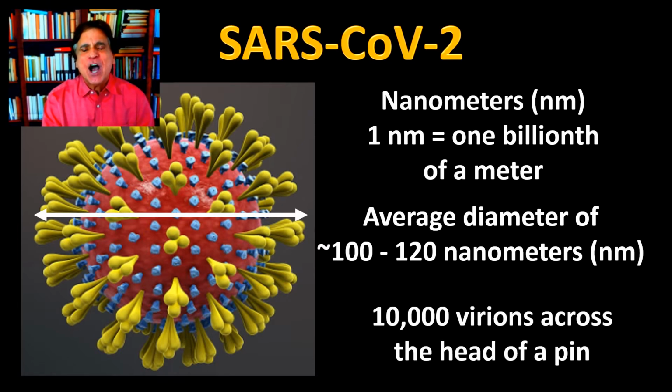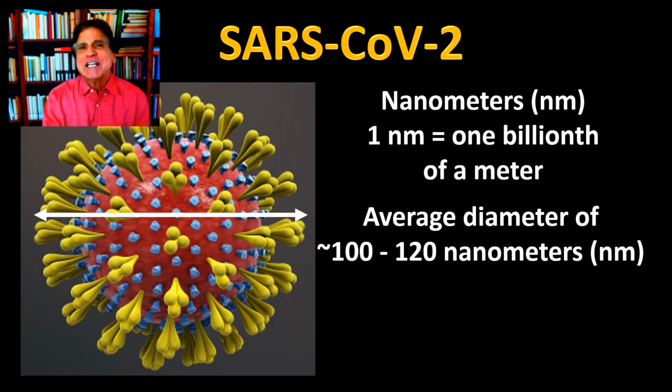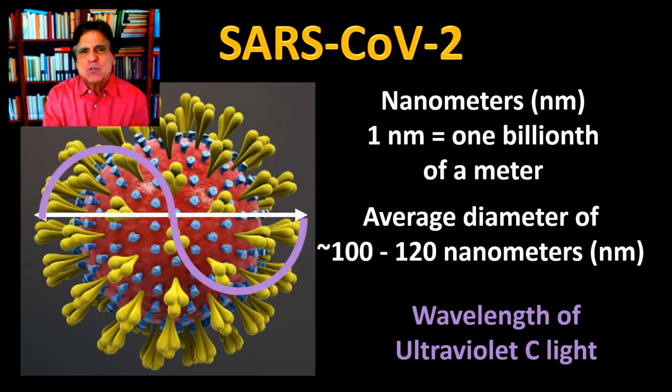Now, another way of looking at this is they are so small that you can position 10,000 virions, 10,000 virus particles, one right next to the other across the head of a pin. We can look at this length in another way, which is fantastic. This virus is so small that its diameter is equal to the length of a wavelength of ultraviolet C light.